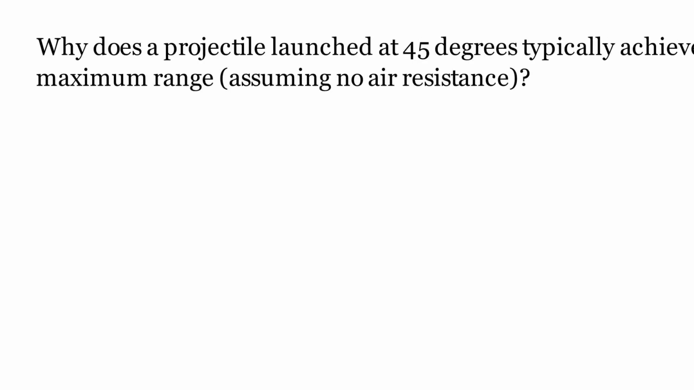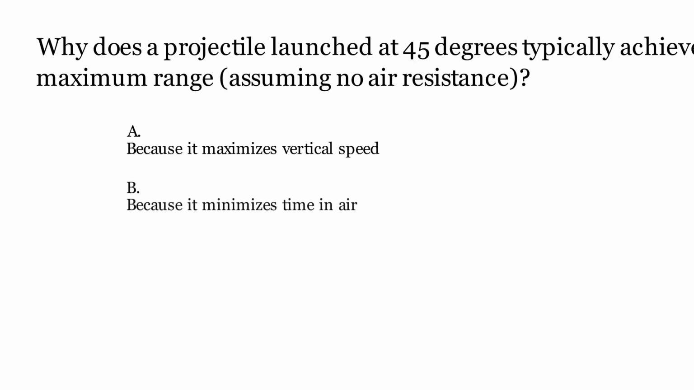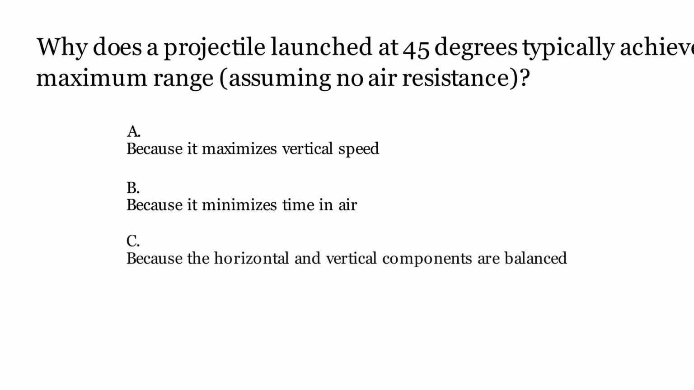Why does a projectile launched at 45 degrees typically achieve maximum range, assuming no air resistance? Letter A. Because it maximizes vertical speed. Letter B. Because it minimizes time in air. Letter C. Because the horizontal and vertical components are balanced. Letter D. Because it launches with maximum initial speed.